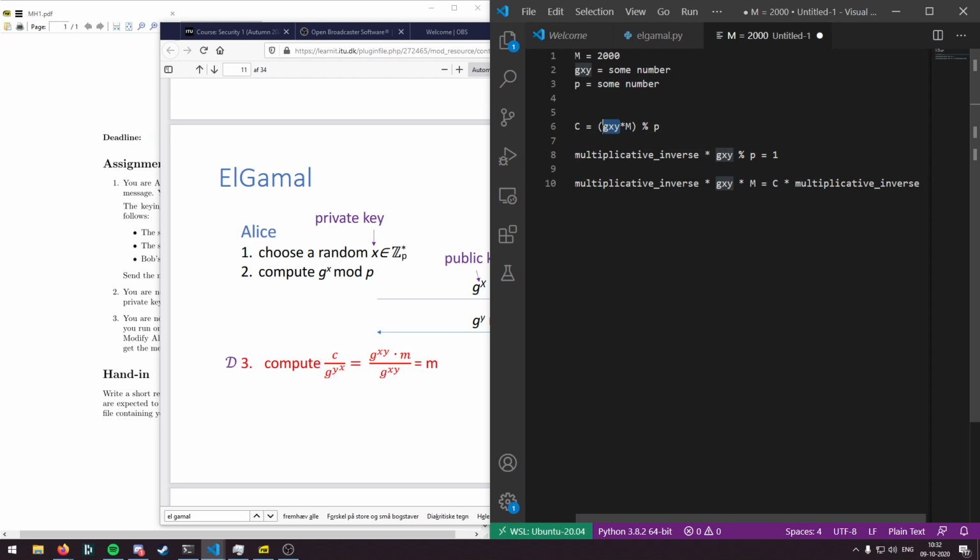So let's multiply with the multiplicative inverse on each side. And then we know that the multiplicative inverse times g^xy, of course under modulo p, is equal to 1. So we can now substitute this instead. So we get 1 times m, and we can substitute anything on the right side. But this turns out to be m is equal to c times the multiplicative inverse.